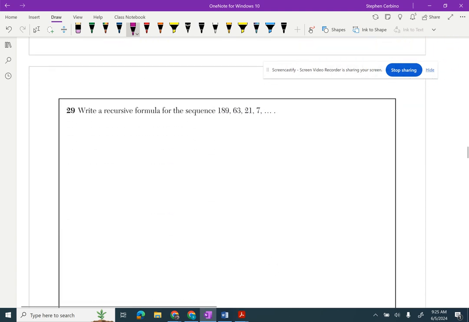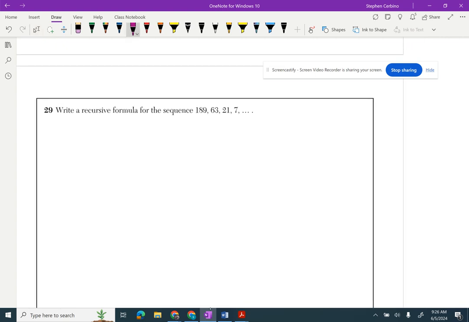All right. The next one is a recursive formula for a sequence. So the first thing we have to do anytime we're given a sequence is determine, is it a geometric sequence? Is there a common multiplier? Or is it an arithmetic sequence? Is there a common difference? So looking at these numbers quickly, it does not look like there's going to be a common difference. They're really far apart. So I'm going to guess it's probably geometric.